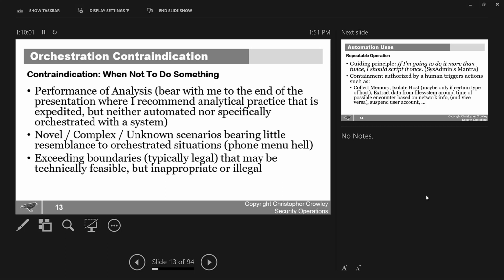I think that the tools can help bring the stuff to the human being that human being needs in order to make an intelligent decision. But I don't want to automate the decisions. I want to give the human the information so the human can make the decision. Okay? So that's one circumstance where I don't want to do automation or orchestration, is the actual part of the analysis. Another thing where I don't want to do orchestration and automation is newer complex scenarios.